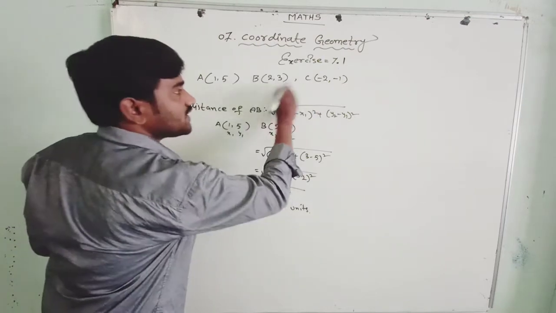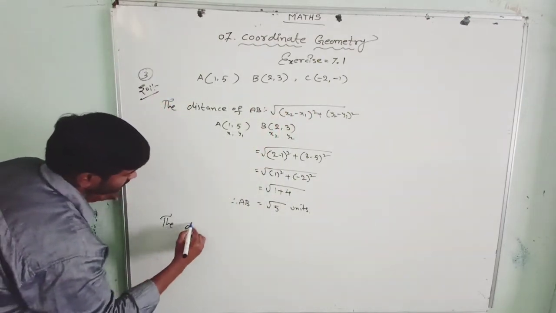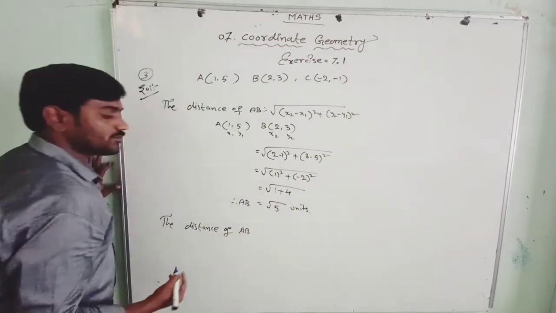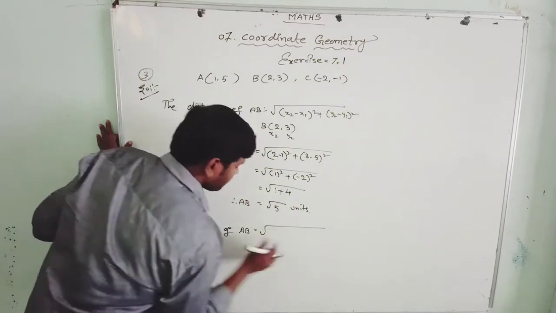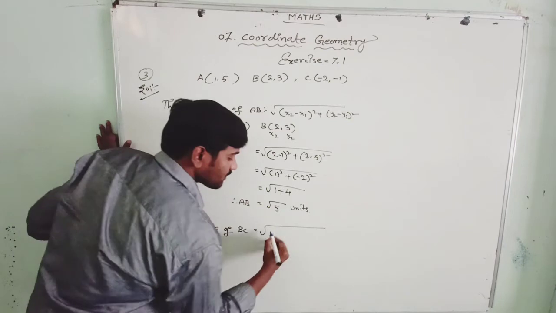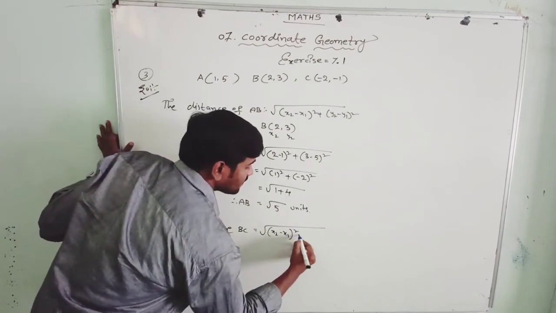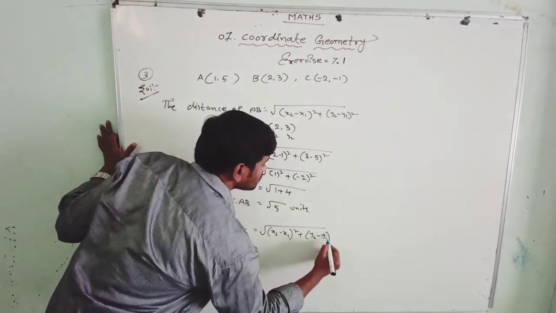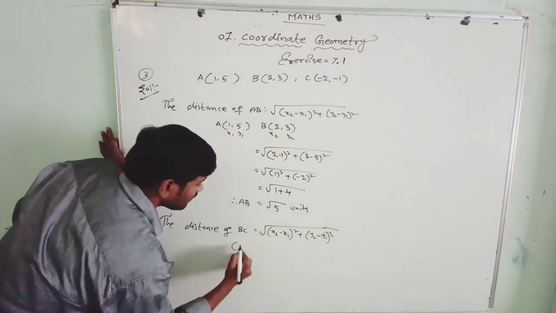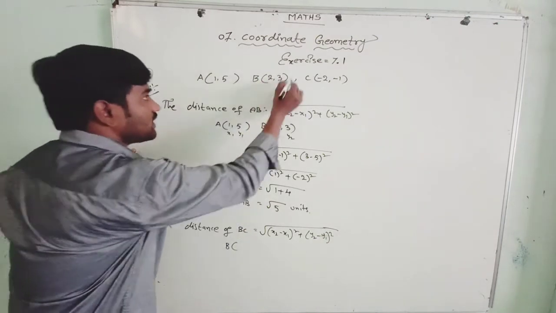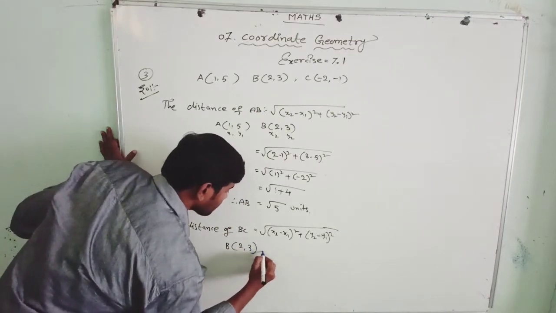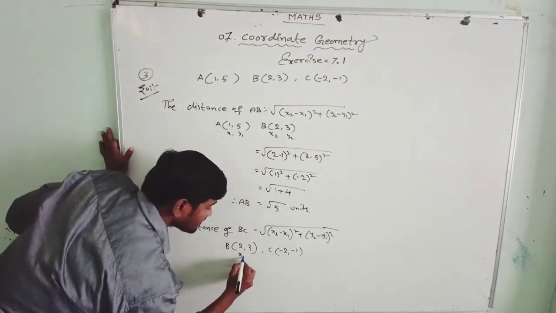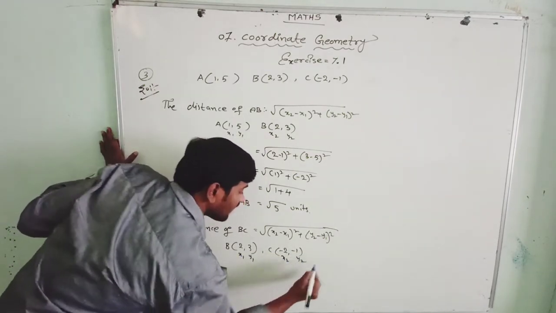Now we will take the distance of BC. Distance of BC equals under root of, sorry, the same formula you have to write once again. Under root of x2 minus x1 whole square plus y2 minus y1 whole square. Where the B point I have to write here. What is the B point? That is 2 comma 3. And I will write the C point, that is minus 2 comma minus 1. Here it is x1 and y1. Here it is x2 and y2.